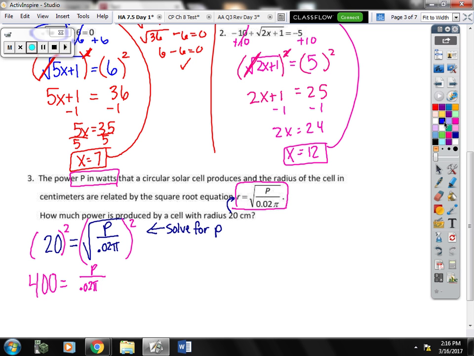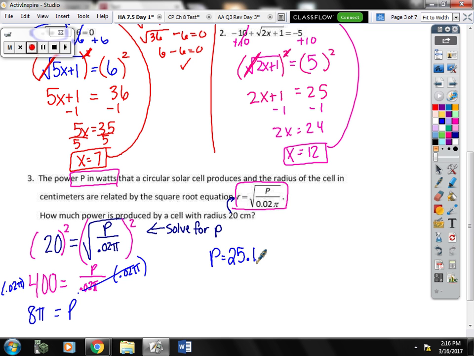Now how would I solve for P from here? Division, and the inverse of dividing is to multiply. If we were to leave it in terms of pi, we would just multiply the 400 and the 0.02 with pi. A lot of people left in the pi, but I think the book will have us round, so follow the directions. So we would just type it into the calculator, and we should get 25.1.